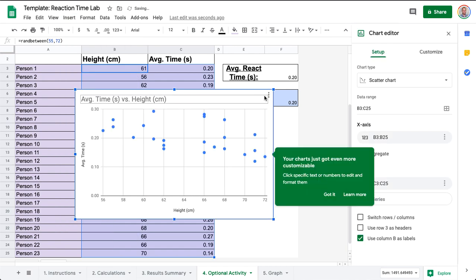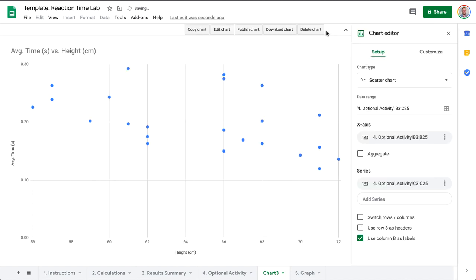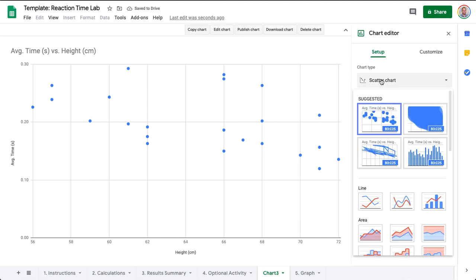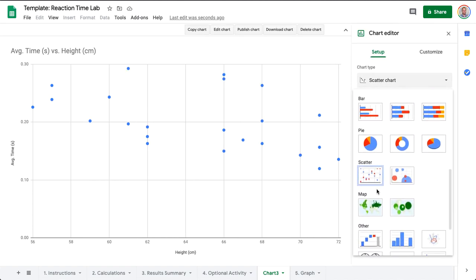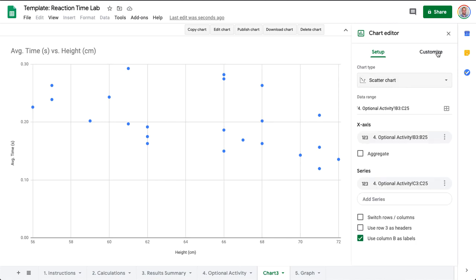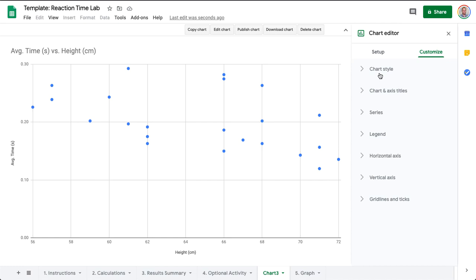And there's our chart. And then we're going to move this to its own sheet so it's easier to work with, and say edit. Now what's really important is we want to make sure that we have a scatter plot. If you don't have a scatter plot, it might default to another type of graph. Just go ahead and select that. Then go over to customize. And there's a couple things that we can do here.